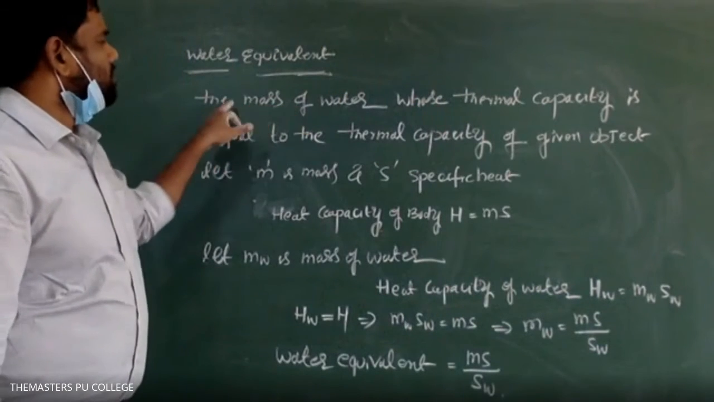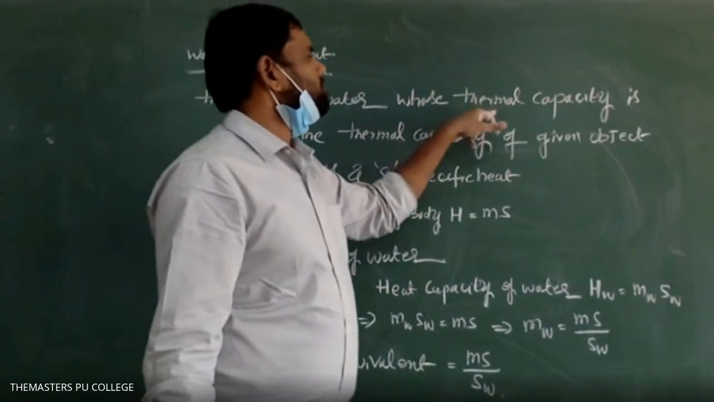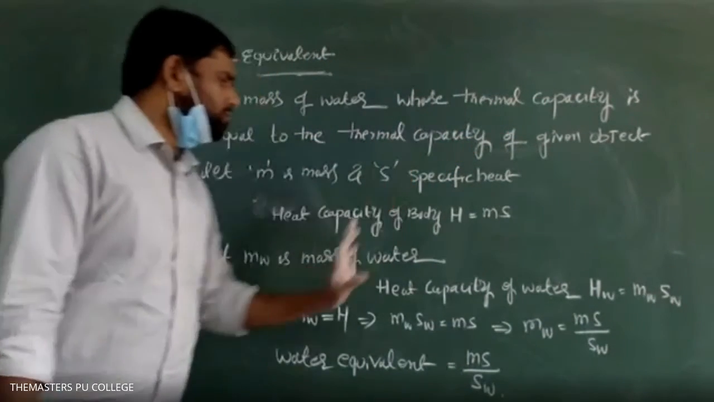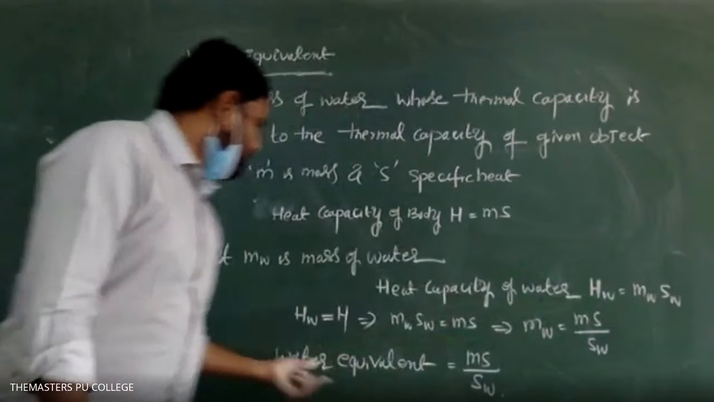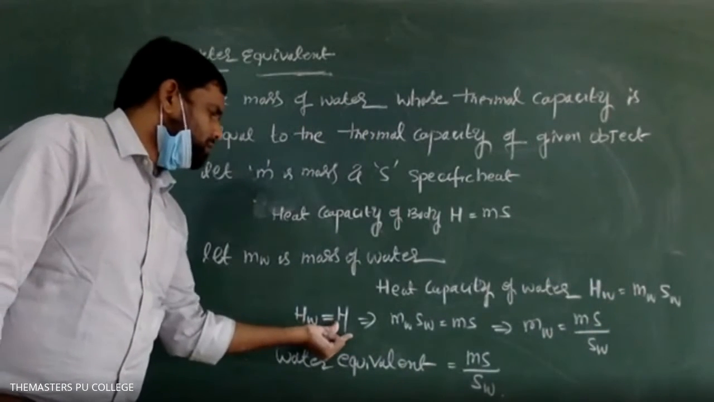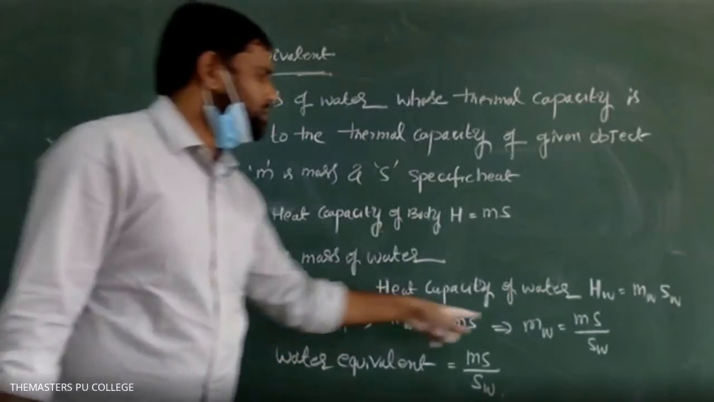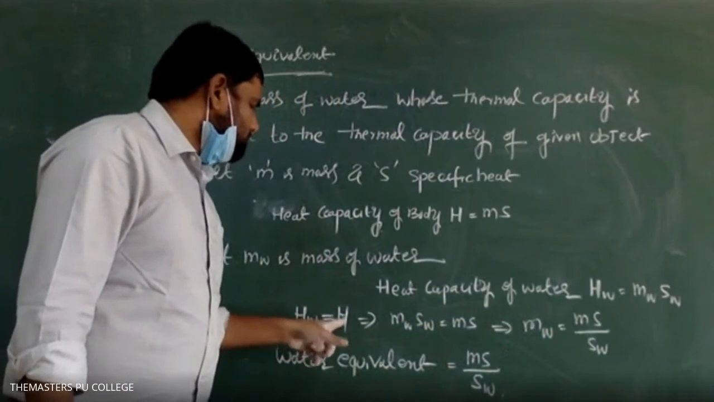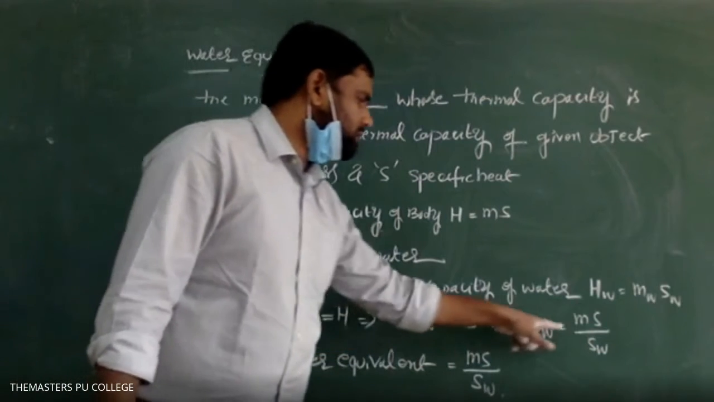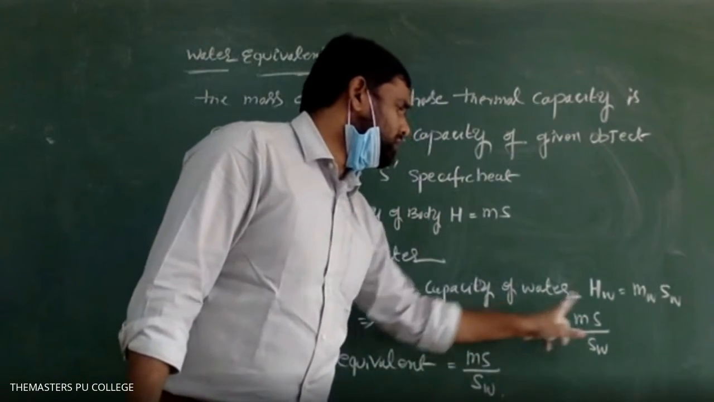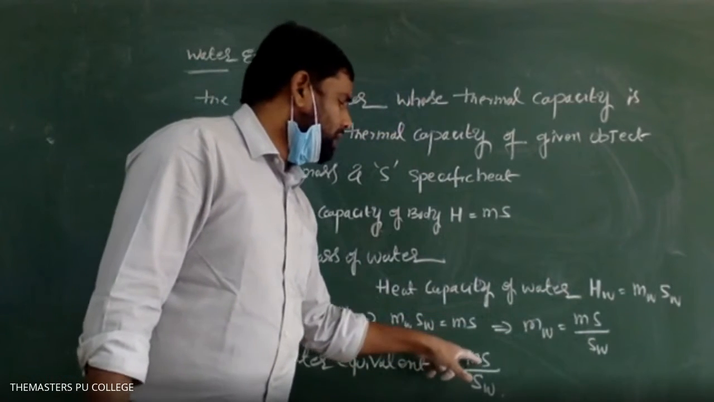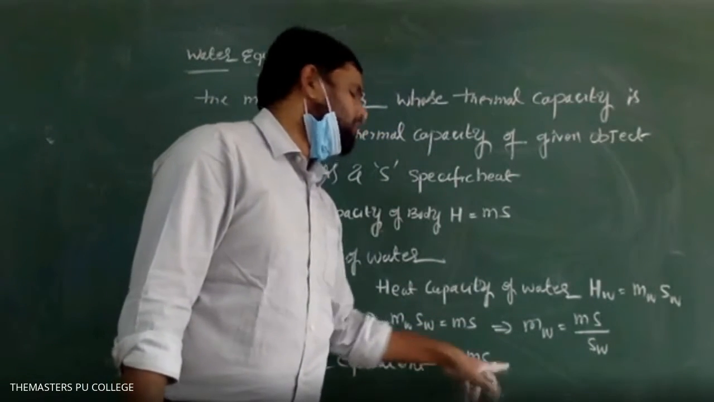According to this, the mass of water whose thermal capacity is equal to the thermal capacity of the given object, if I equate the thermal capacity of water and the thermal capacity of the given object, is the mass of water whose thermal capacity equals that of the given object. This mass of water is known as the water equivalent. Hence, water equivalent equals ms divided by the specific heat of water.